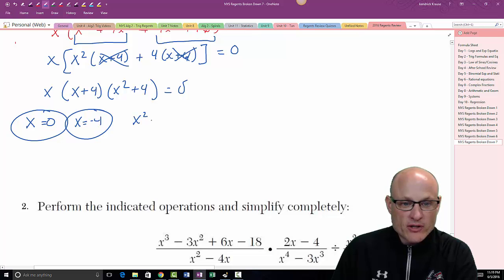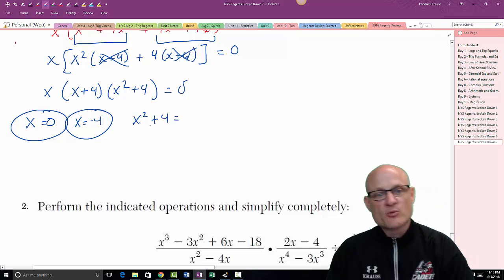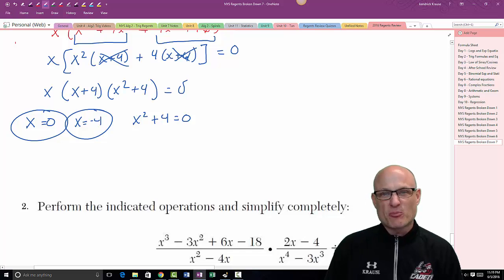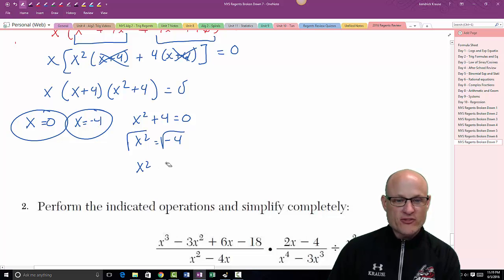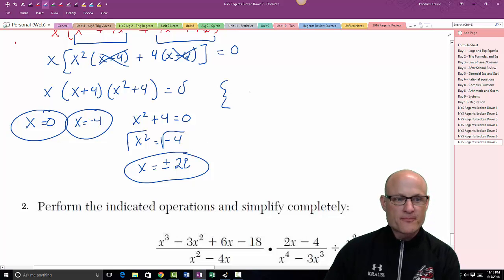But this is where I'm going to get my imaginary answers. We've got to solve this. X squared plus 4 equals 0. So that's x squared equals -4. Take the square root. Don't forget when you take the square root to put a plus or minus. And the square root of -4 is 2i. So it's plus or minus 2i. So my 4 answers are 0, -4, plus or minus 2i.